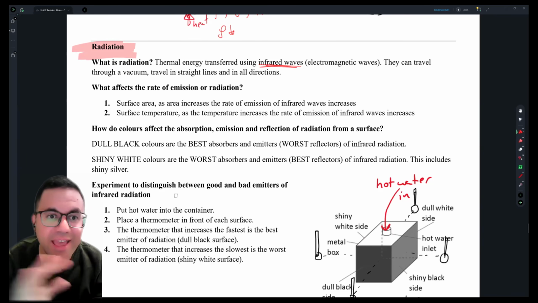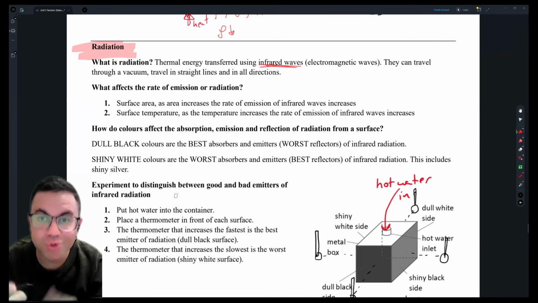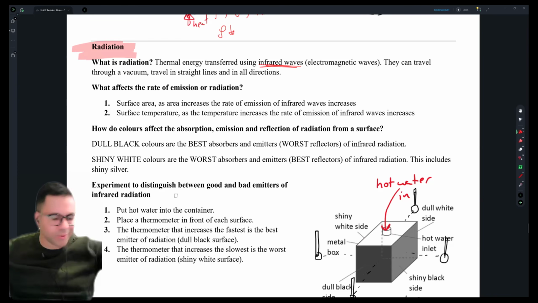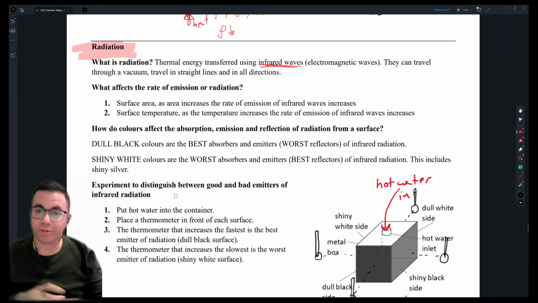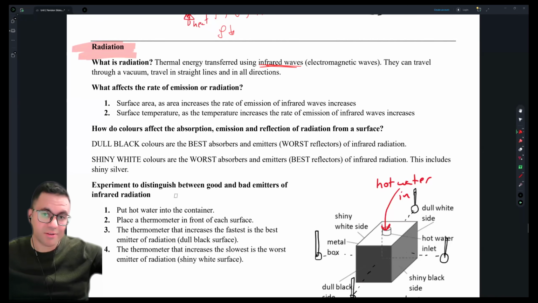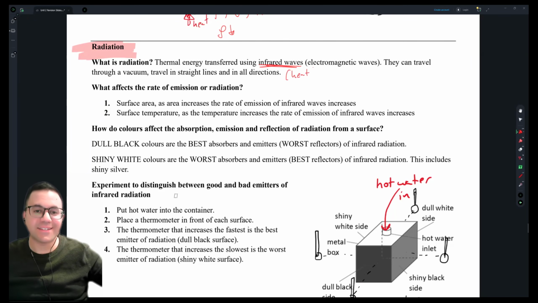Everything emits infrared waves. Everything. I emit infrared waves. You emit infrared waves. The room around us is currently emitting and absorbing infrared waves. My phone is emitting infrared waves. Infrared waves are invisible. They travel in all directions in straight lines, and they can travel through a vacuum, but they transfer heat, not light.